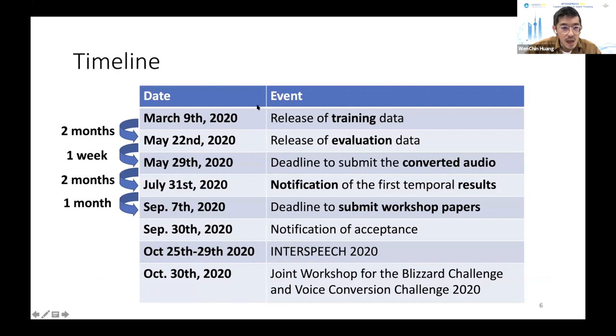Okay, so this is the timeline. Basically we gave the participants about 2 months to build their systems based on the training data. And after we released the evaluation data, we gave them about 1 week to convert all the audio. And then we spent about 2 months to do the listening test. It was pretty large scale. And we released the results and gave the participants about another month to write their papers.